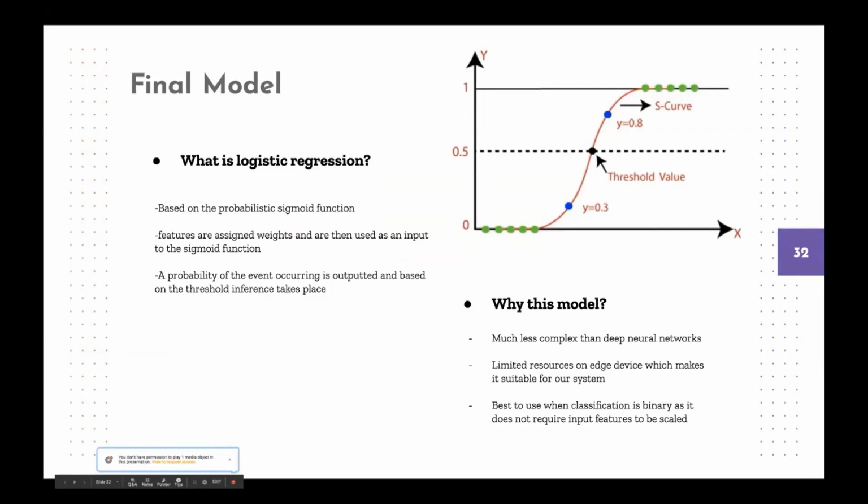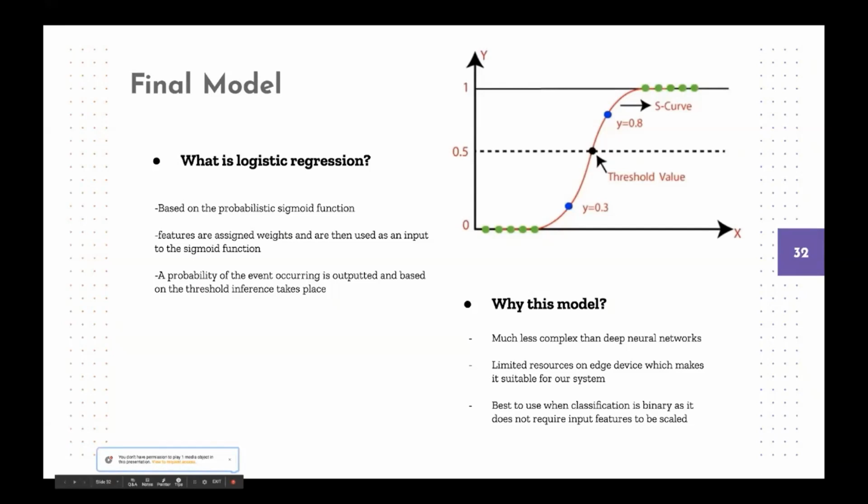So why did we decide to use logistic regression in the first place? First of all, we were thinking about using deep neural networks. However, logistic regression is much less complex than neural networks. And this is an advantage for us due to the limited resources on the edge device. Using neural networks on the edge device would be difficult, in addition to the fact that neural networks need a lot more data than the data we have.